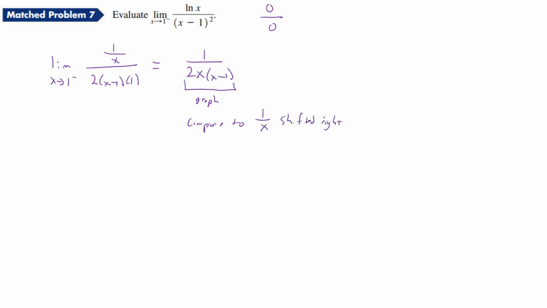Again, if you remember your 1 over x, what did it look like? It was something like this and something like this, and we're just shifting it to the right. So now over here we're something like that, and over here something like that. We're going to x from the left, as we're going to 1 from the left, so we're coming in this direction. That means we're going down to negative infinity, and so our limit is negative infinity.